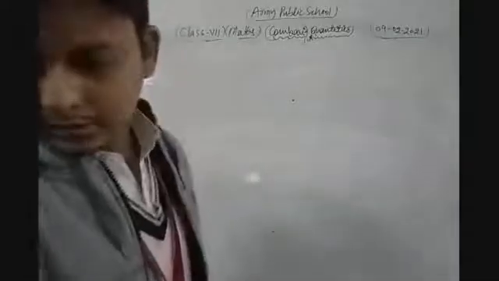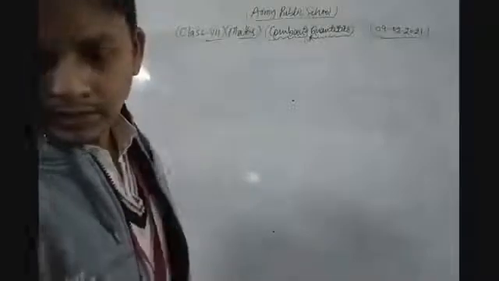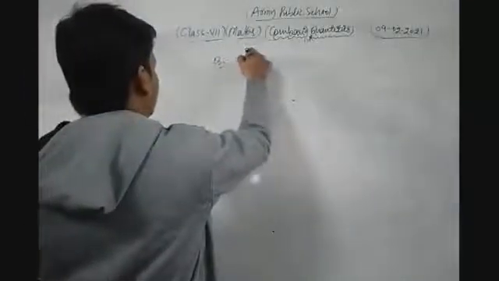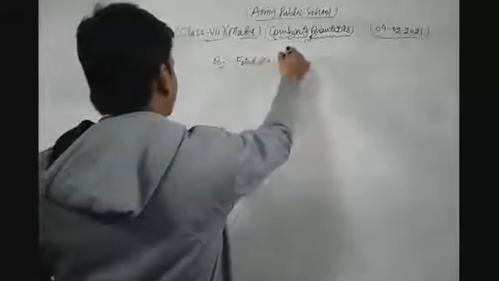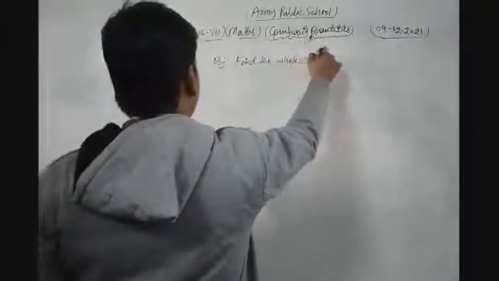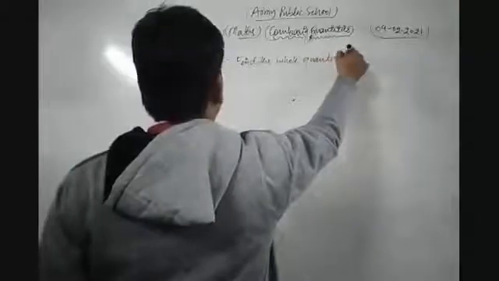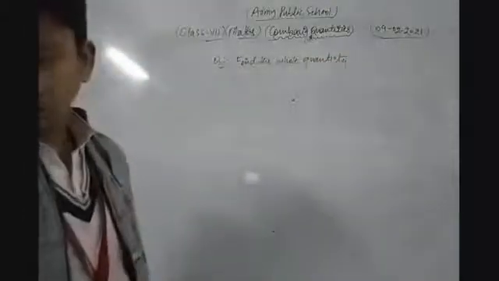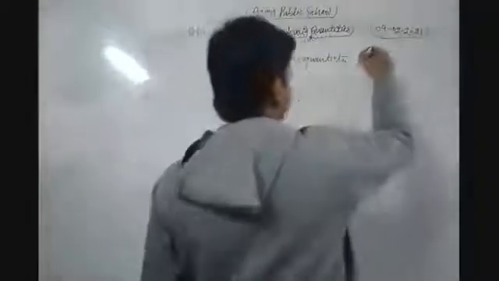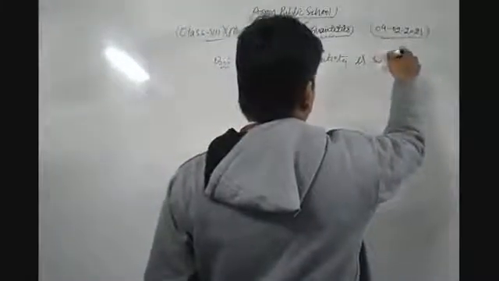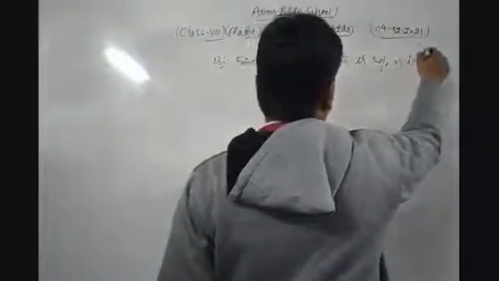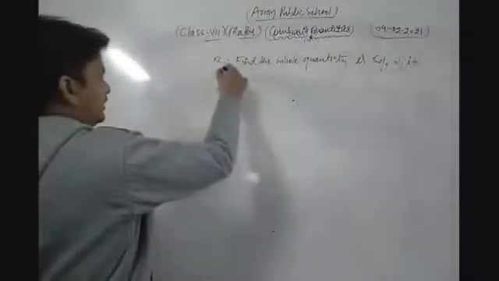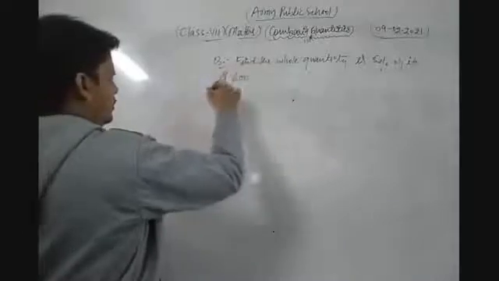And your question is, find the whole quantity if 5% of it is 600. Now let's see its solution.